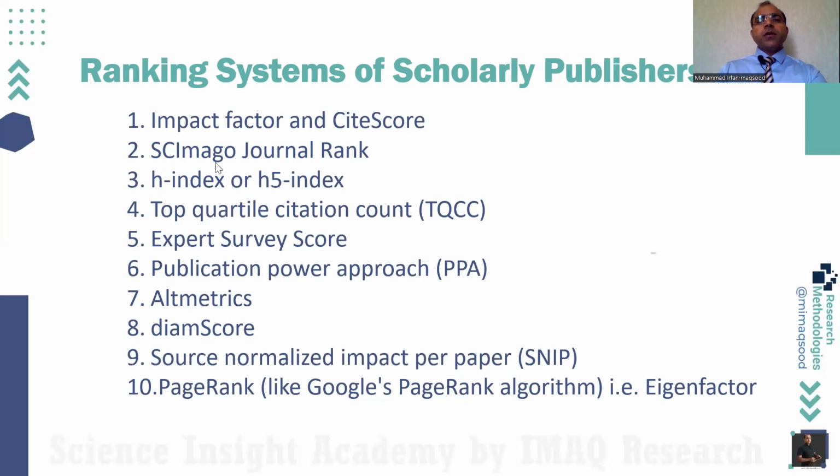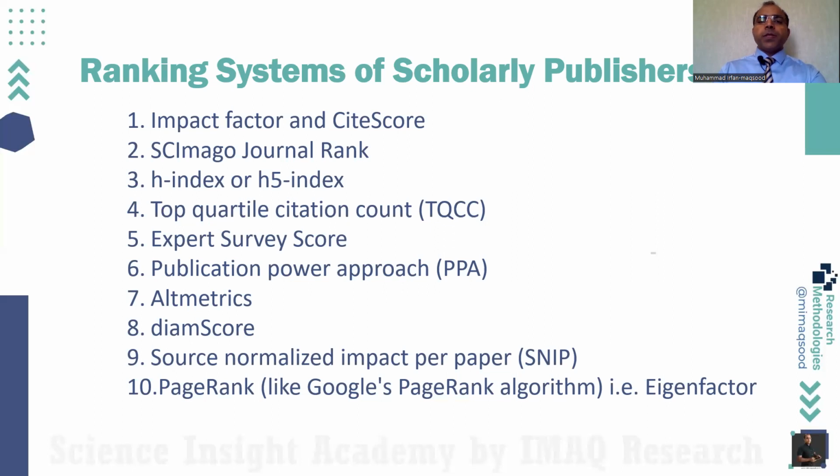The second is SCImago journal rankings, which is also a kind of Scopus ranking system, which ranks journals based on several factors. There are also others like the H index or H5 index, the TQCC, meaning top quartile citation counts, and also expert survey scores. Here they assign scores to journals by some experts. For example, well-known scientists in biology say Cell Biology International is a good journal, and they assign a score.